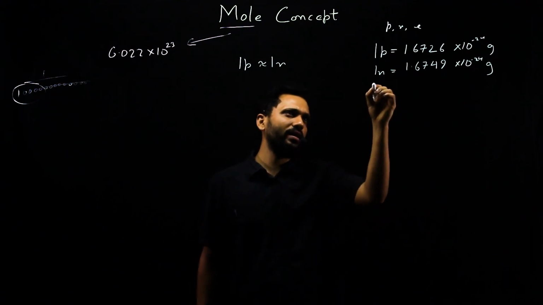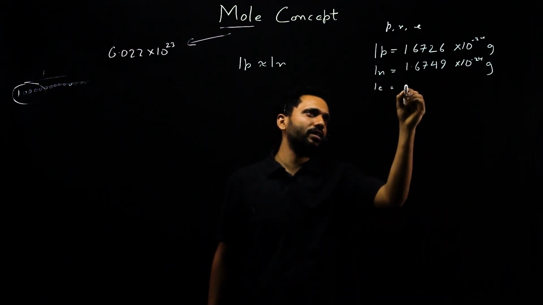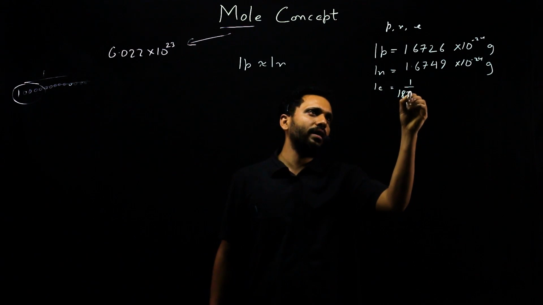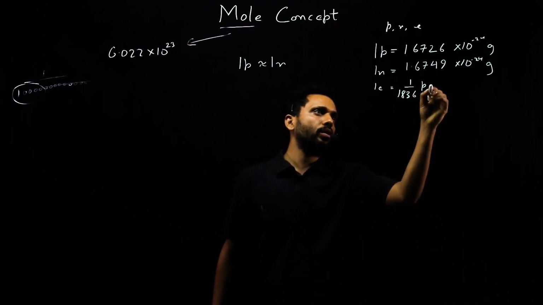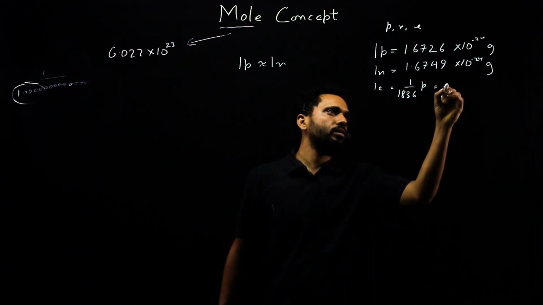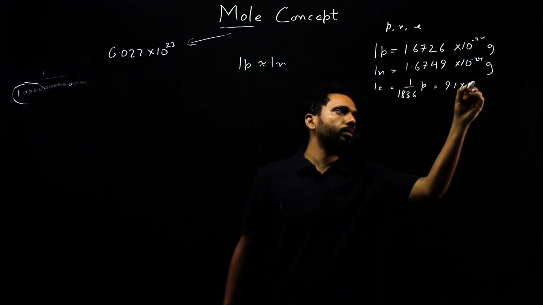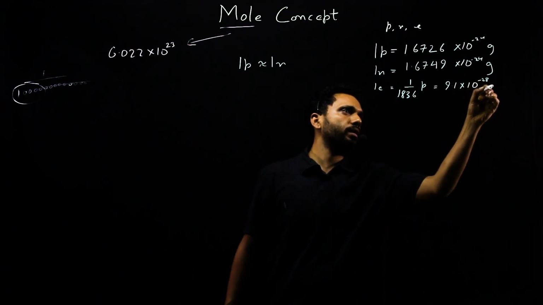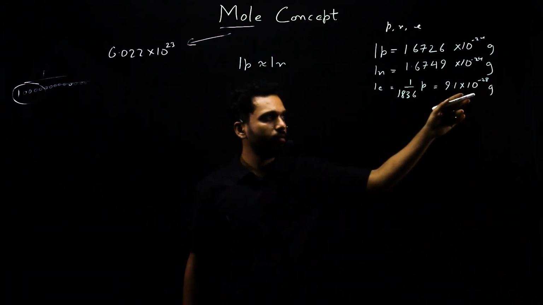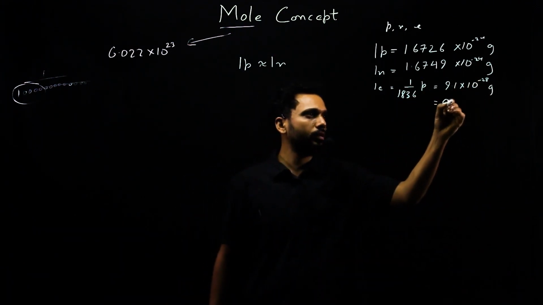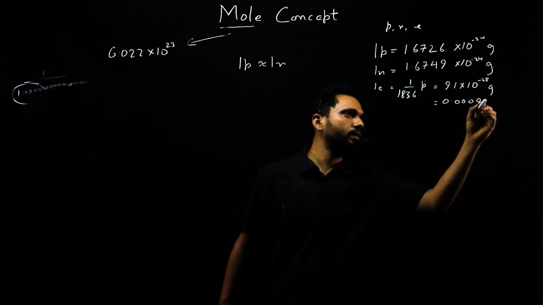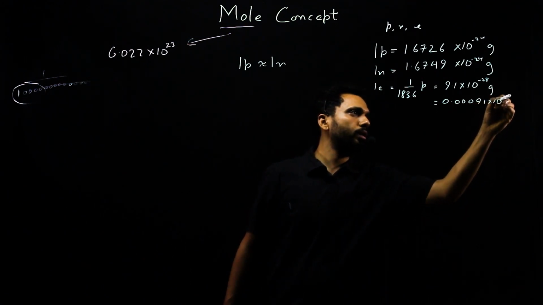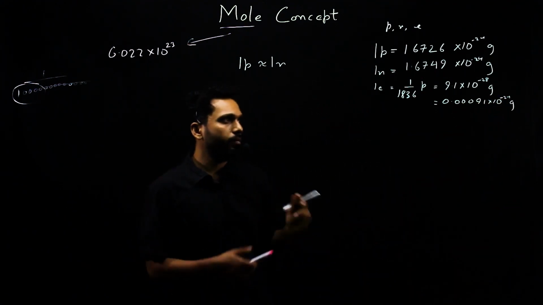An electron weight is way less. It is around 1 by 1836 times the weight of a proton. So it is 9.1 into 10 power minus 28 grams. So after 3 decimal points, 0.009 into 10 power minus 24 grams.